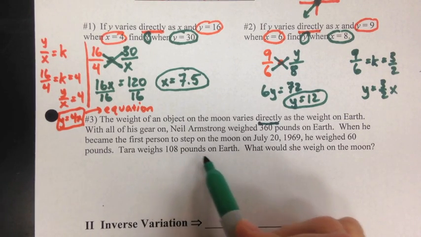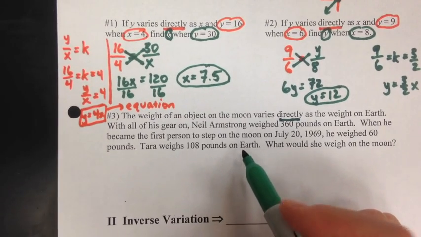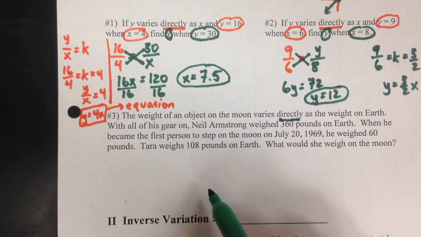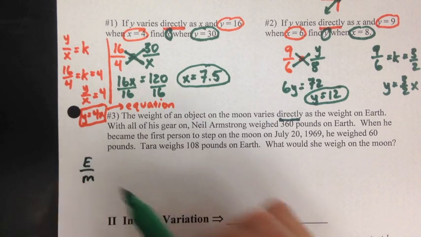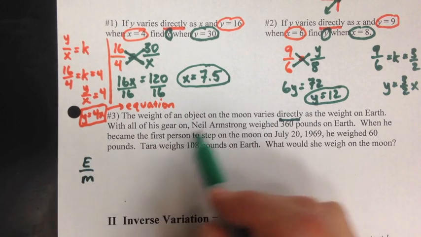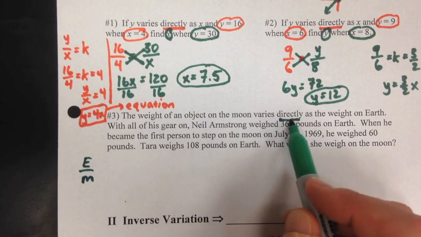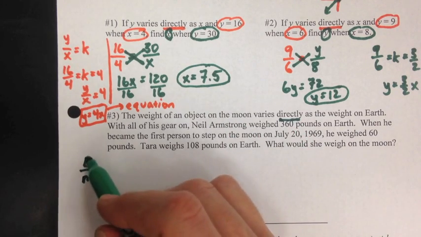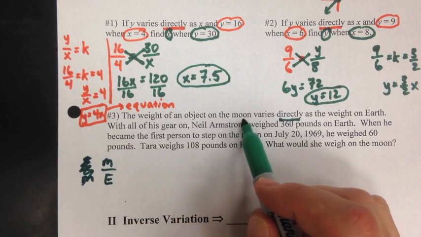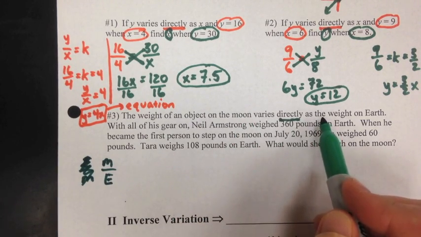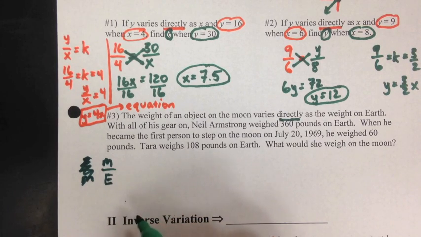Tara weighs 108 pounds on Earth. What would she weigh on the moon? So it looks like we're comparing two things. We're comparing the weight on Earth to the weight on the moon. Now, the weight on the moon varies directly as the weight on Earth. Technically, I should do this as m over e because the moon weight came first, varies directly as the weight on Earth. So m over e, that's how I'll do it.